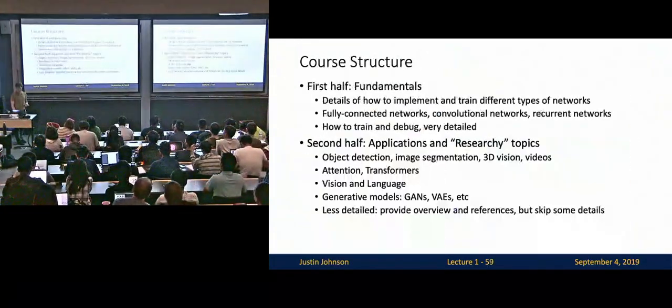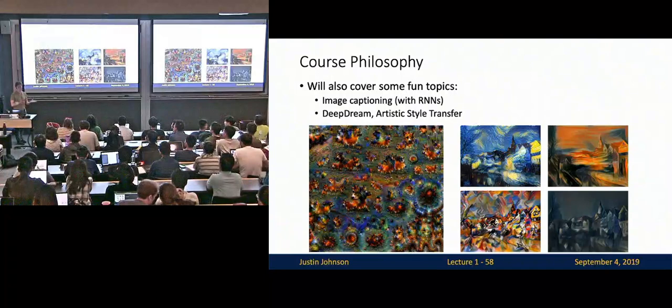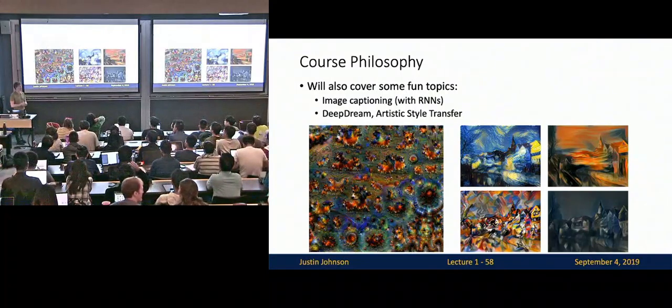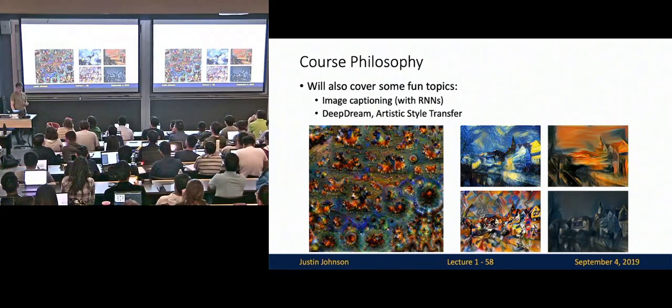So also in philosophy, we would also have a little bit of fun. We'll be covering some fun topics, like image captioning that we got a good laugh at when I put it up here a couple slides ago, and some of these deep dream and artistic style transfer that lets you use neural networks to generate cool pieces of art, not just improving our lives.